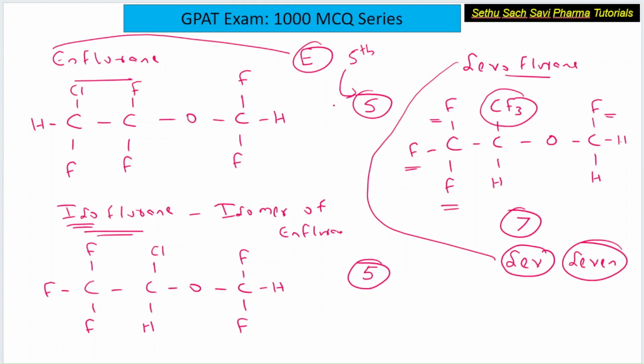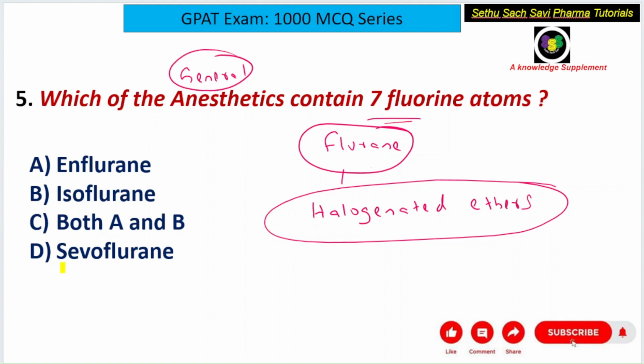Okay, and isoflurane is the isomer. So definitely that also contains 5 fluorine atoms. Whereas sevoflurane, sevo indicates 7 fluorine atoms. So what would be the correct answer? Yes, it is D choice, sevoflurane.